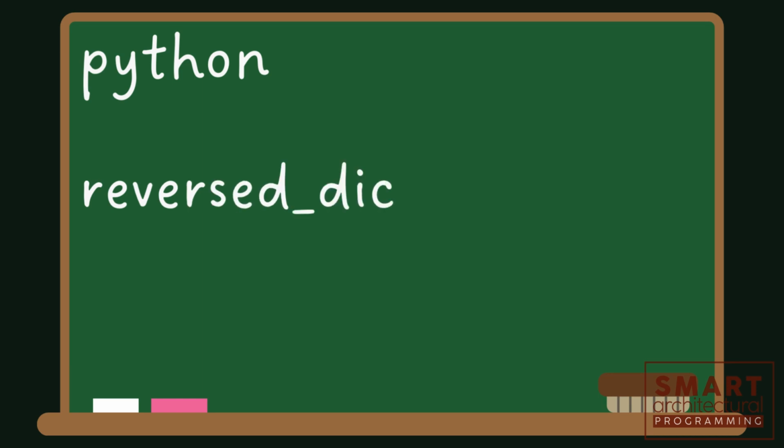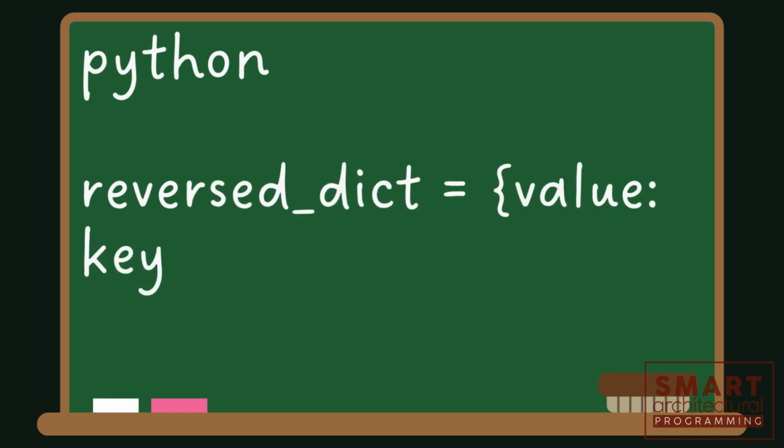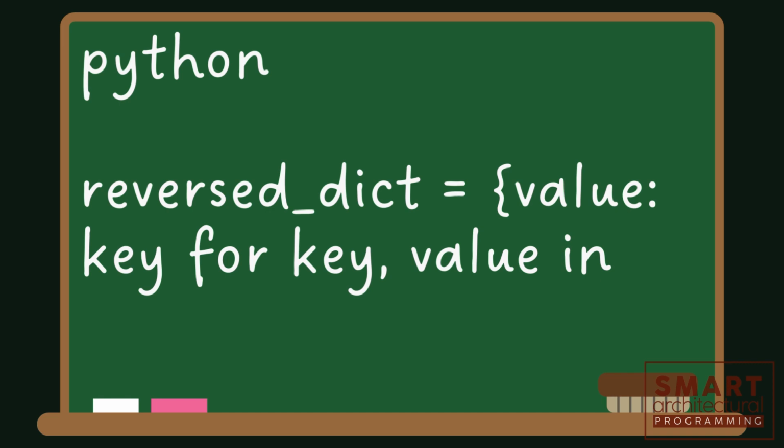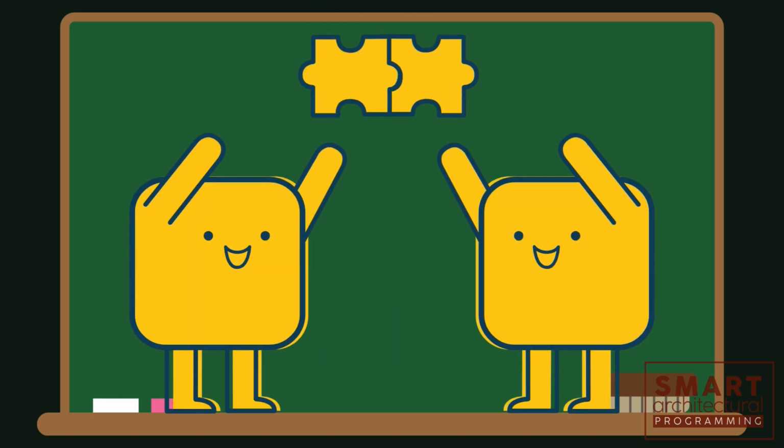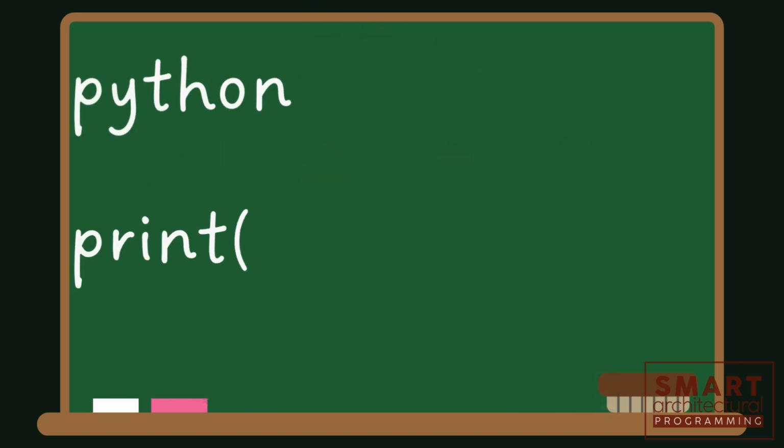We're using a dictionary comprehension to create a new dictionary called reversed_dict. We're iterating over each key-value pair in the original _dict, and for each pair, we're swapping the key and value positions. Simple, right? And just like that, we've reversed our dictionary.